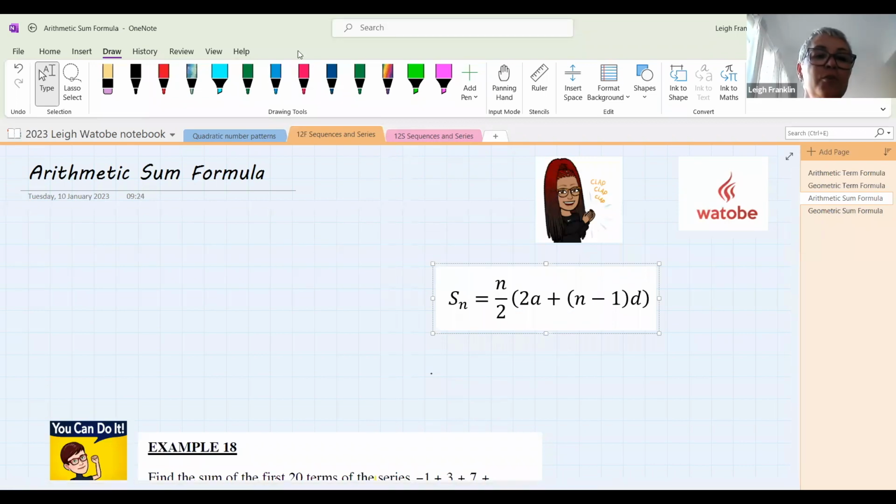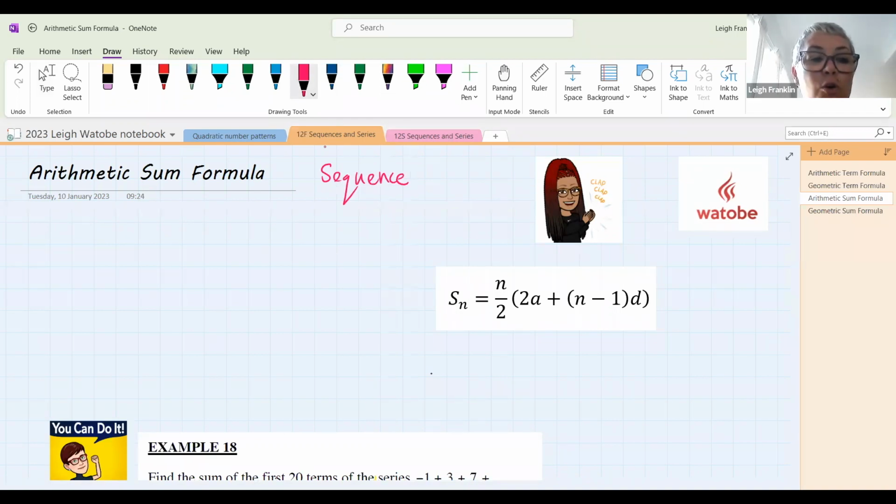Okay, so if you've heard your teachers at school talking about sequences and series, I'm just going to put the words over here. A sequence, an arithmetic sequence, would be something like 1, 4, 7, 10. That's an arithmetic sequence. Whereas if we're talking about an arithmetic series, what we are now doing is that we are adding the terms together. So the same sequence written as a series would be 1 plus 4 plus 7 plus 10, etc., etc.